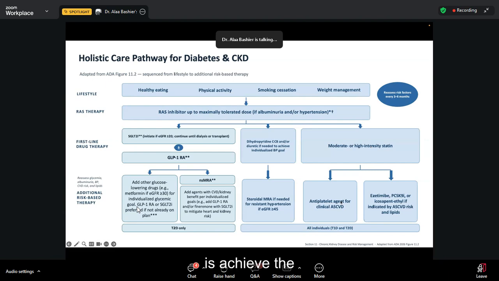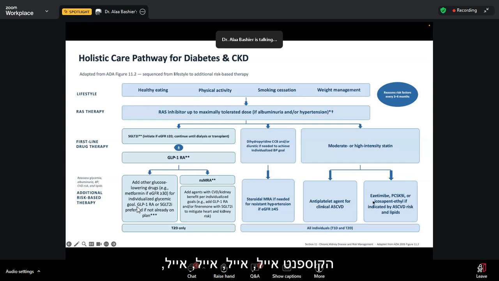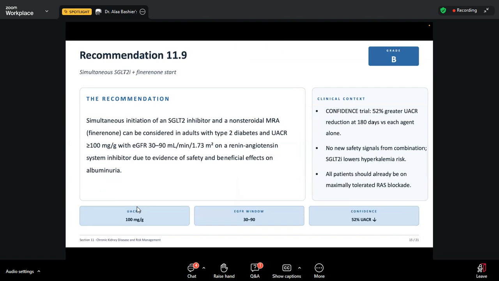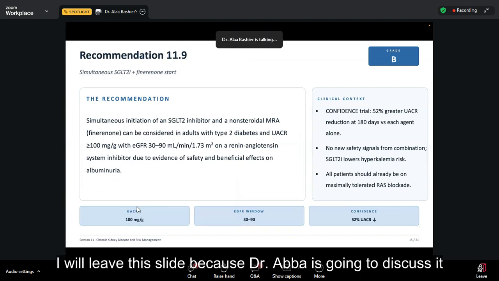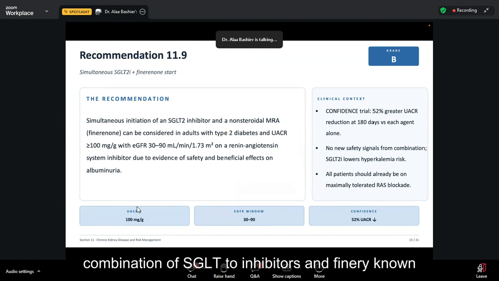And for dyslipidemia, we go for moderate to high intensity statin. And if the patient has achieved the target, well and good. If not, you can add ezetimibe, PCSK9 inhibitors, and icosapent ethyl if the triglycerides are above 150. So I leave this slide because Dr. Abdullah is going to discuss it at the end, and this is about the combination of SGLT2 inhibitors and finerenone.